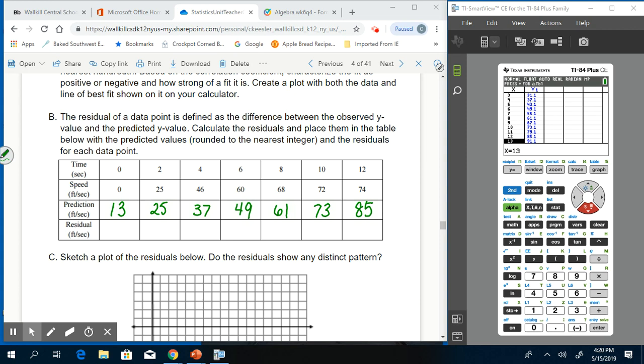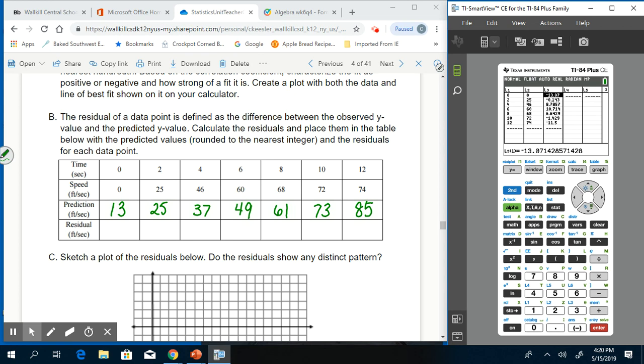But our calculator will actually even do that part for us. So we can again go to stat, go to edit, and we're going to change L3 to calculator residuals. Go up to L3, go to second and list, change it to 7 for resid, and press enter. And all of our residuals will be there.